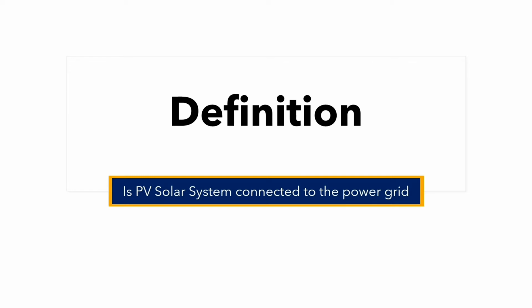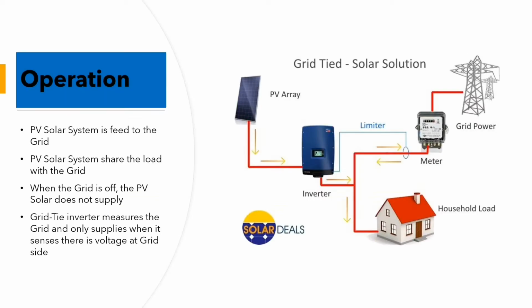A grid-tied system is a PV solar system connected to the power grid. The normal operation is that the PV solar system feeds the grid utility and shares the load with it. When the grid is off, the PV solar system does not supply. The grid-tied inverter measures the grid and only supplies when it senses there is a voltage at the grid side. We have our PV array, inverter, the load meter, and our grid utility.